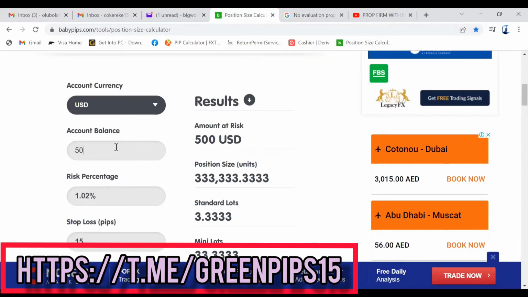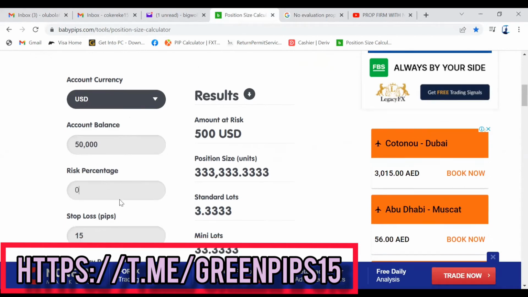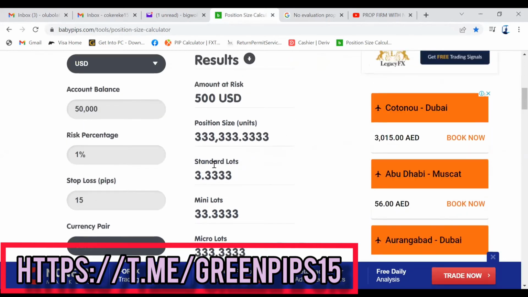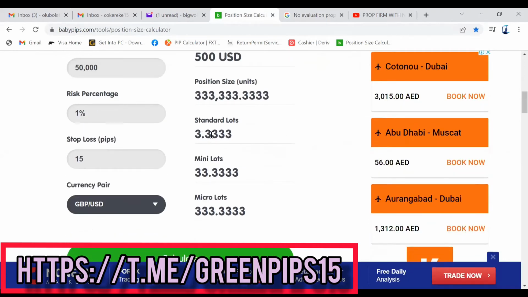For instance, I'm trading a $50,000 account. I'm risking 1%, and my stop loss is 15 pips. So I'm going to risk $330, and I will divide it into 3, so I have 1.1 lots. At this point where the market is now, I enter the trade with 1.1.